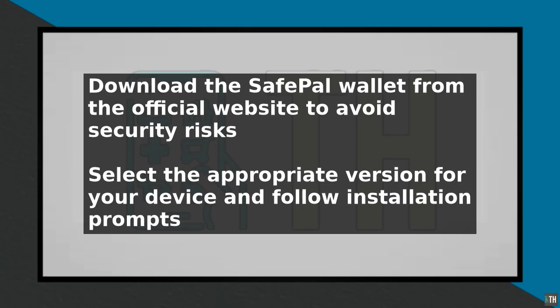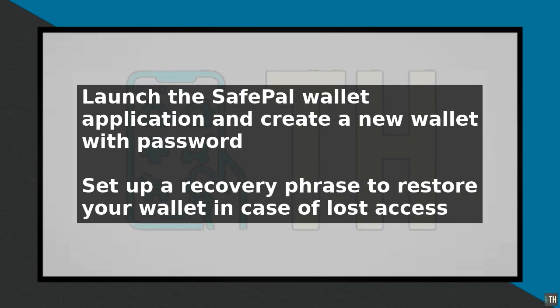Whether it is a desktop computer, mobile phone, or hardware wallet, after downloading the wallet, follow the installation prompts to complete the setup process. If you are using a mobile device, you can find the Safepal wallet in the App Store and download it directly. For a hardware wallet, you will need to connect it to your computer and follow the on-screen instructions.